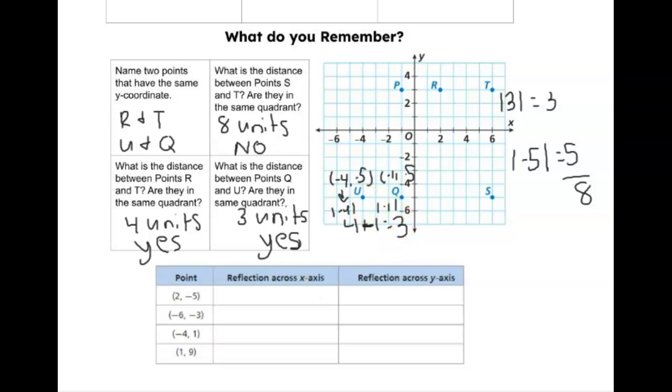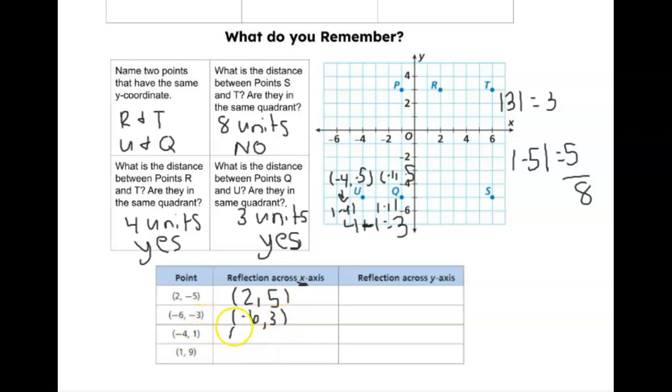Okay, and this is a good table to get the reflections across the x and y axis down. Anytime we go across the x, all we're doing is changing the sign on the y. So our x stays the same, but instead of -5, we'll have 5. I'm going to do all the x's first. Anytime we go across the x, the x stays the same but the sign on the y changes. So instead of -3, we have 3.